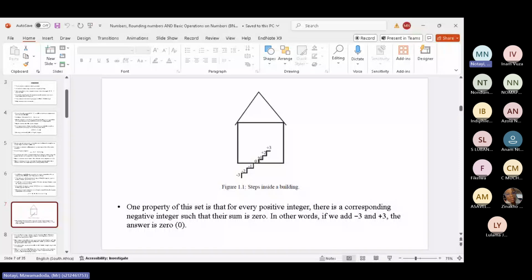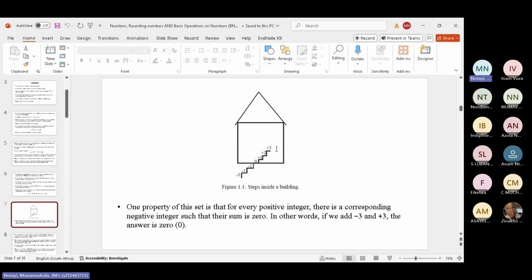And then as you move up a step, the signs in front of the number now indicate the direction. So you're going up one step, that means you go to positive 1. 2 steps, positive 2, positive 3. As you move to the opposite direction, you get negative 1, negative 2 in the second step, and then negative 3, and so on.